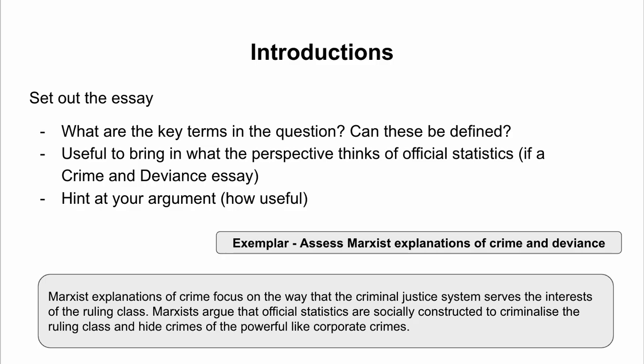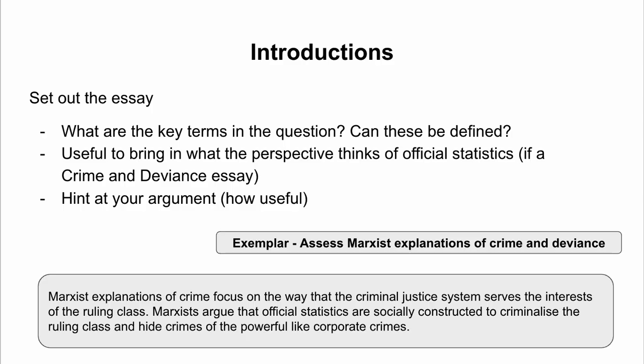So here is an exemplar intro on the question of assess Marxist explanations of crime and deviance. So this one says, Marxist explanations of crime focus on the way that the criminal justice system serves the interests of the ruling class. Marxists argue that official statistics are socially constructed to criminalize the working class and hide crimes of the powerful like corporate crimes.